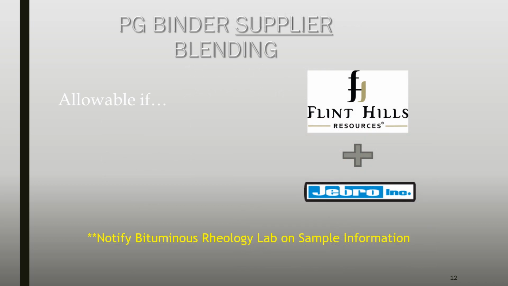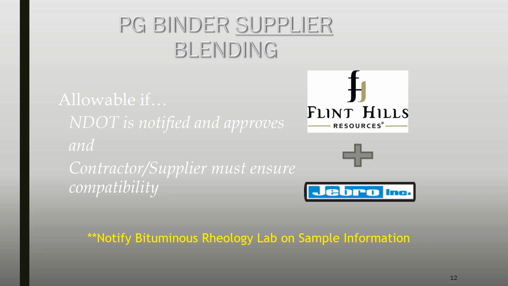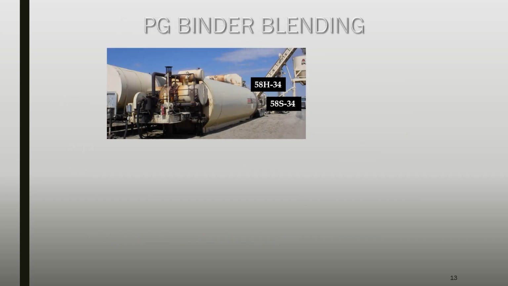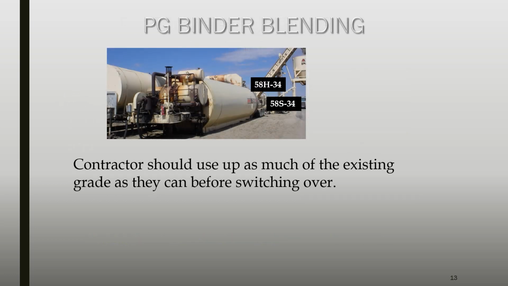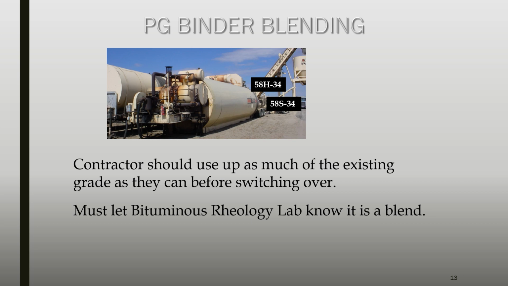PG binder supplier blending is allowable if NDOT is notified and the blend is approved, and the contractor supplier has ensured compatibility. Please note on your sample if the PG binder is blended. The contractor should use up as much of the existing material as they can before switching over. If a sample is to occur with a blend, obtain the sample and identify it is a blend. Bituminous rheology lab must be notified when it is a blend so that the lab can test it under the proper testing temperatures and parameters.